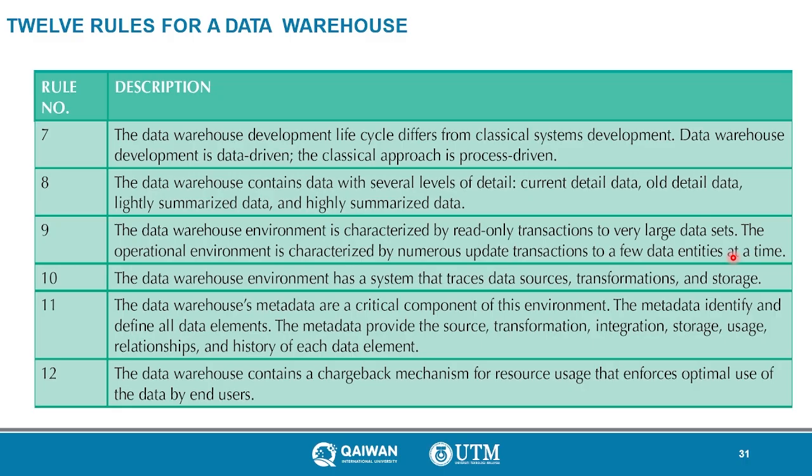Now, the data warehouse environment has a system that traces data sources, transformation, and storage. The data warehouse metadata are a critical component of this environment. The metadata identify and define all data elements. The metadata provide the source, transformation, integration, storage, usage, relationships, and history of each data element. And lastly, the 12th rule is that the data warehouse contains a chargeback mechanism for resource usage that enforces optimal use of data by the end user. Optimal use of the data means the best way to use data by the end users, those that would use the data warehouse.